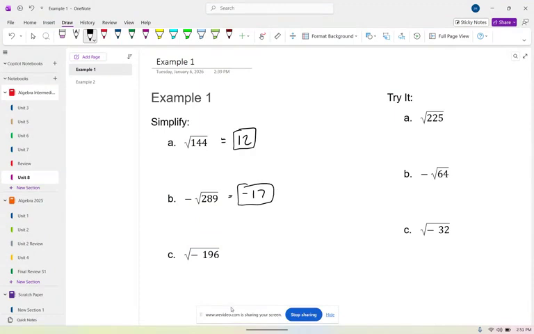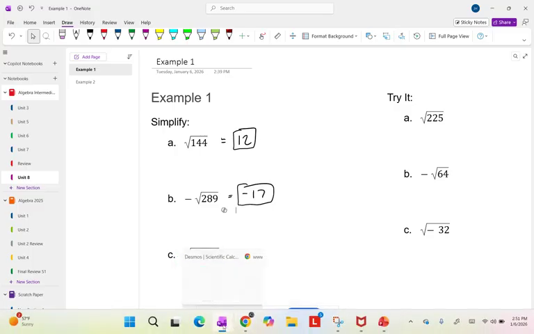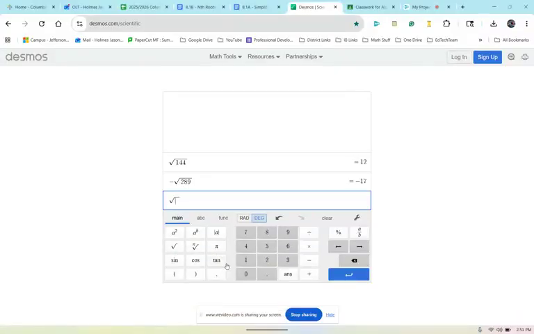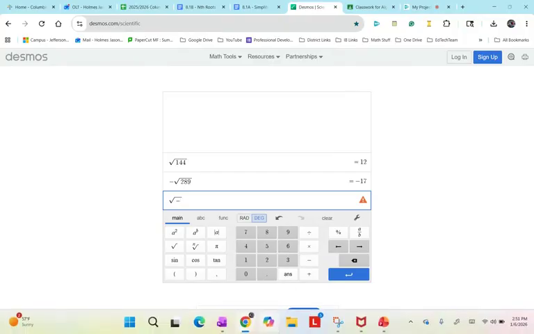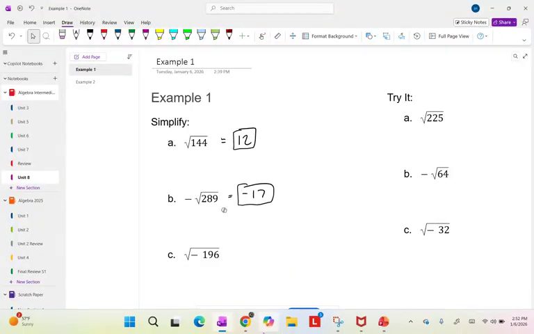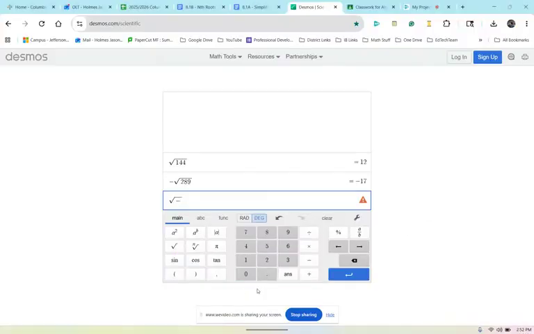Now on to an interesting one. I'm just going to go ahead and let the calculator show you what comes up. And so we'll put it in just exactly the way that we see it. The square root of negative 196. So as soon as I do this, I notice that this comes up as undefined.